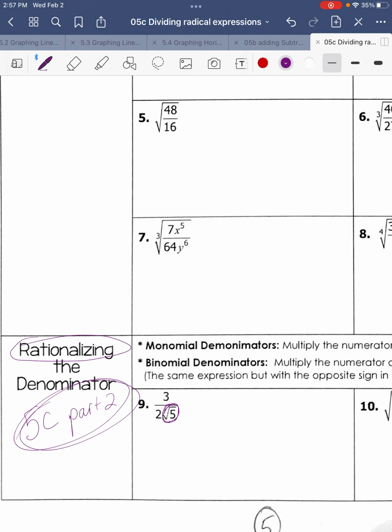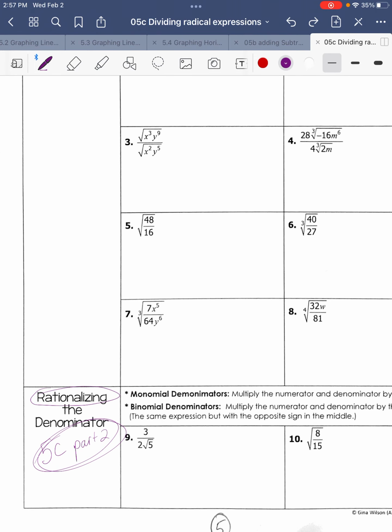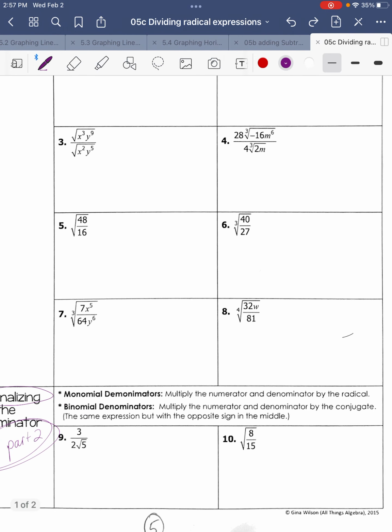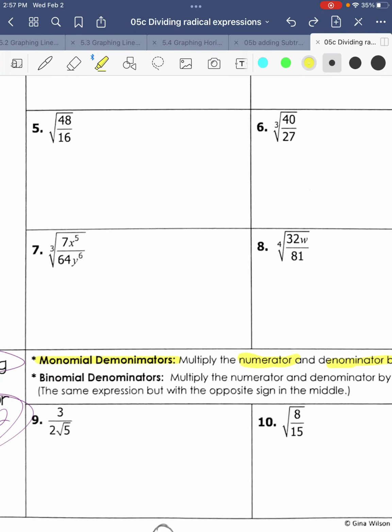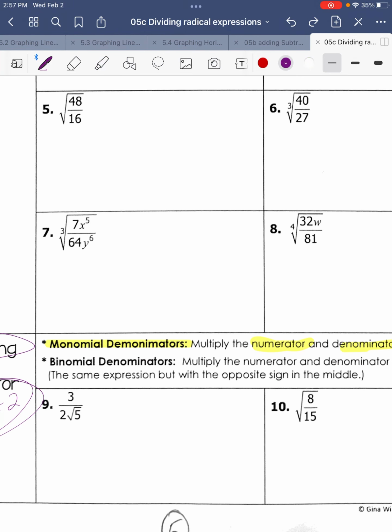So what we need to do is make this denominator a rational number, so a number that does stop or does repeat. And how do we do that? We're going to look at our directions up here. For monomial denominators, we multiply the numerator and denominator by the radical, whatever it is. Monomials means one term, so one term, one term. So let's start off there. We're going to multiply by the radical.